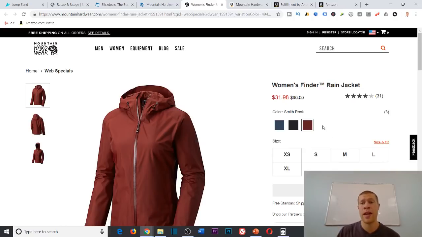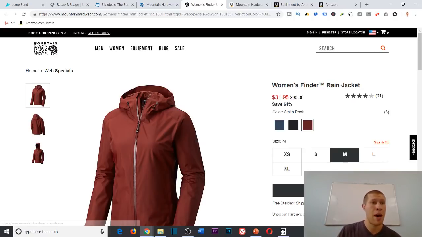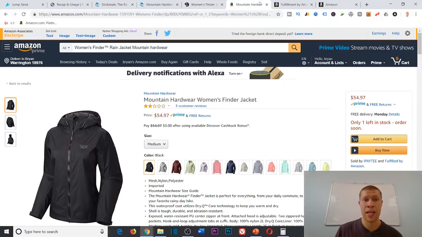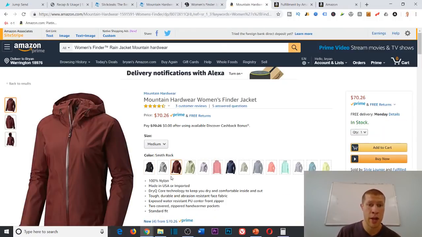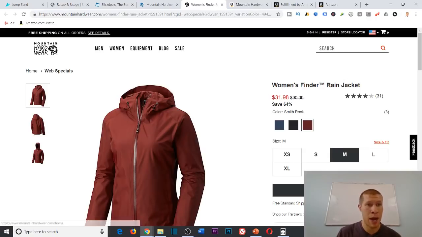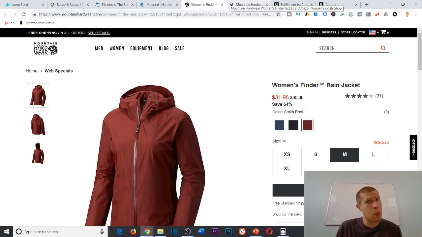So what I did is I went ahead and searched for this on Amazon. I took the Mountain Hardwear Women's Finder Rain Jacket and found the exact product listing on Amazon where I'd resell this. Here it is right here. Mountain Hardwear Women's Finder Rain Jacket, Smith Rock, Medium. Right? So it retails on Amazon for about $70.26. Not $90, but $70.26, still pretty solid, right? I can send it into FBA and make a great markup on my money. Let's check all the numbers and see if that's actually possible.